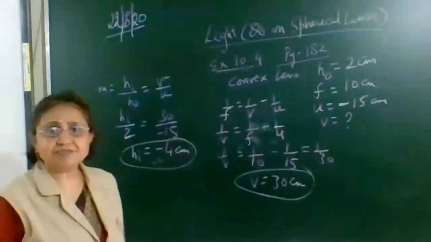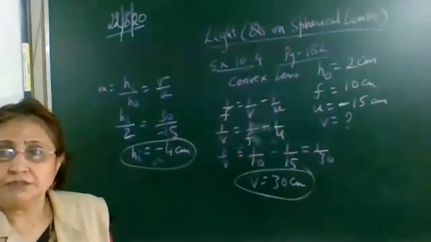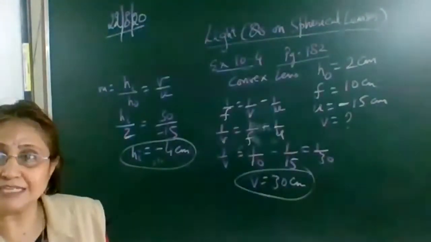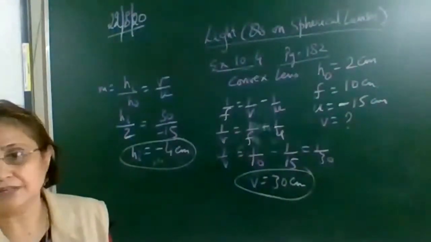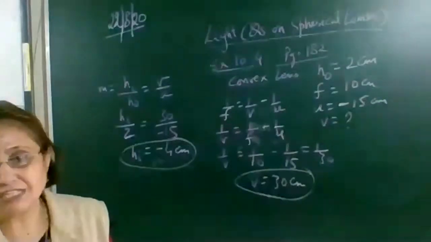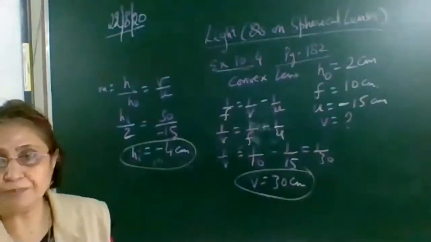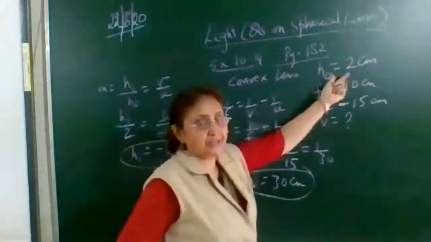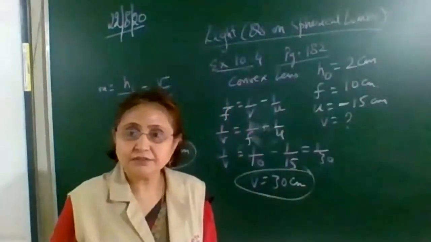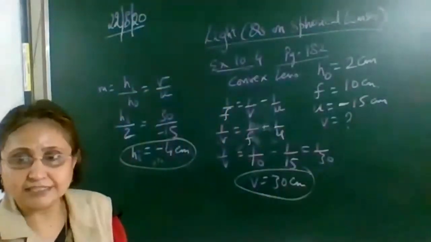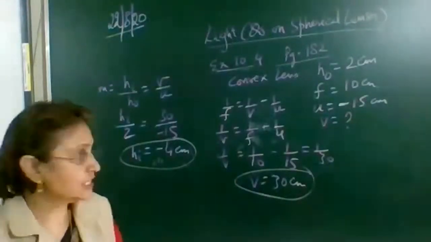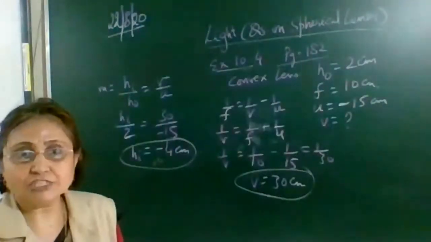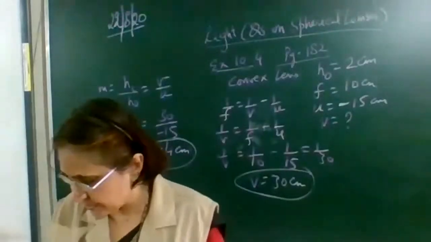Now what is this negative sign indicating over here? That is, the image is formed below the principal axis. That is, the image is inverted. It is formed below the principal axis. So height of the image is greater than the height of the object. Okay, hi is greater than height of the object, but what is this negative sign indicating? It is only indicating that the image is formed below the principal axis.